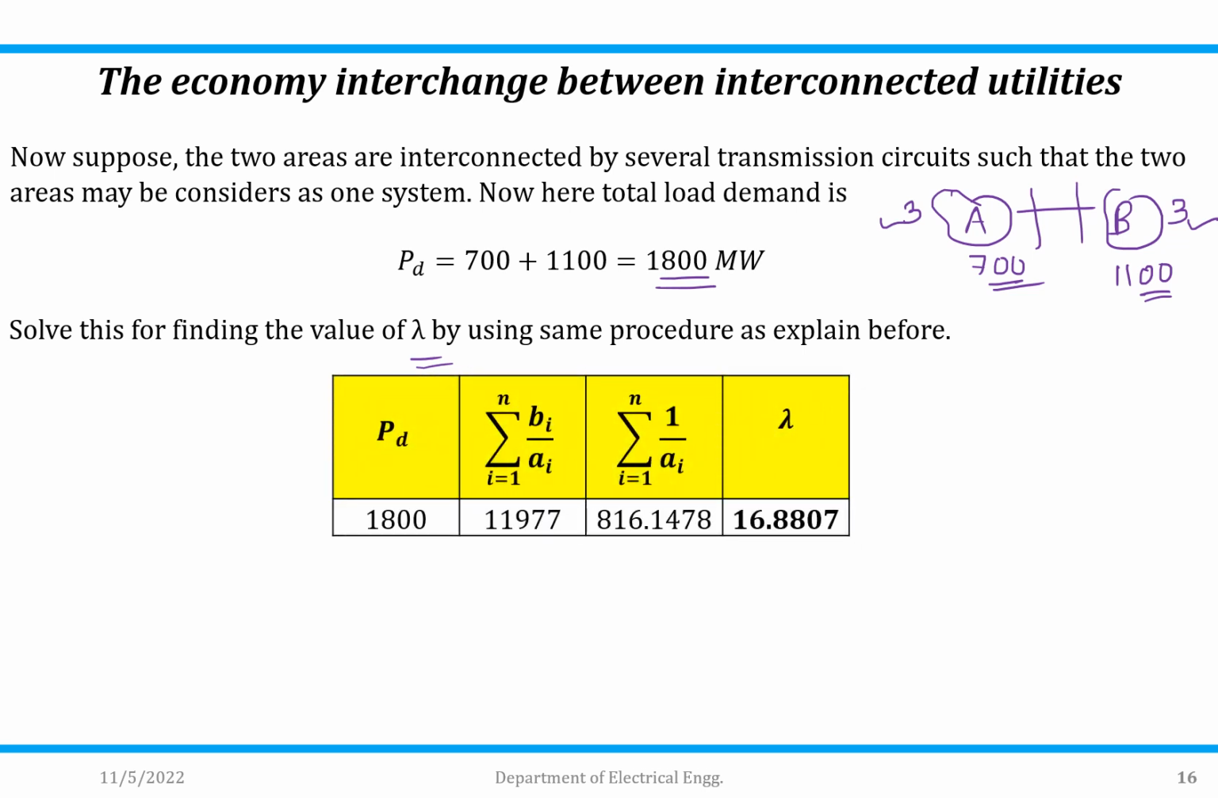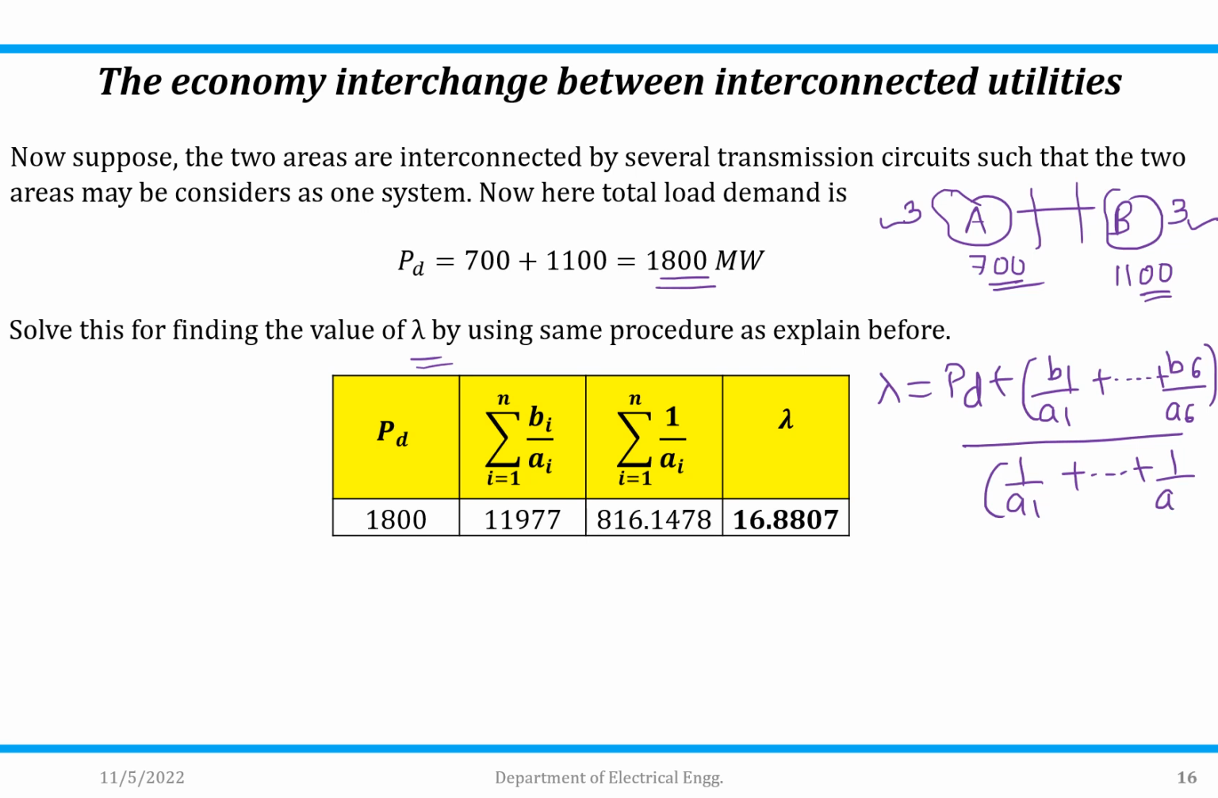Again we will use the same expression, and now instead of having B1 by A1 plus B2 by A2 plus B3 by A3 only, lambda will be equal to PD plus B1 by A1 plus up to B6 upon A6, whole divided by 1 upon A1 up to 1 upon A6. You know all the values, so substitute, and you will get the answer for lambda as 16.8807.